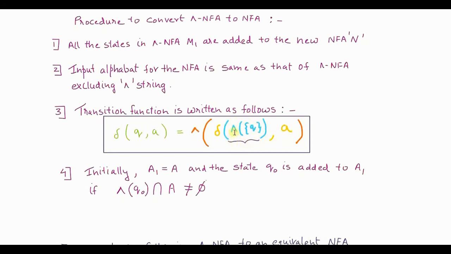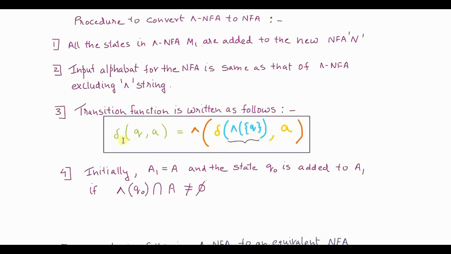You must have already found out this closure of the state q. So in this regard, as I will show you in the problem when I'm solving, first thing you're going to do is, given an NFA, find out the closure of each state, and calculate and keep this closure of each state.